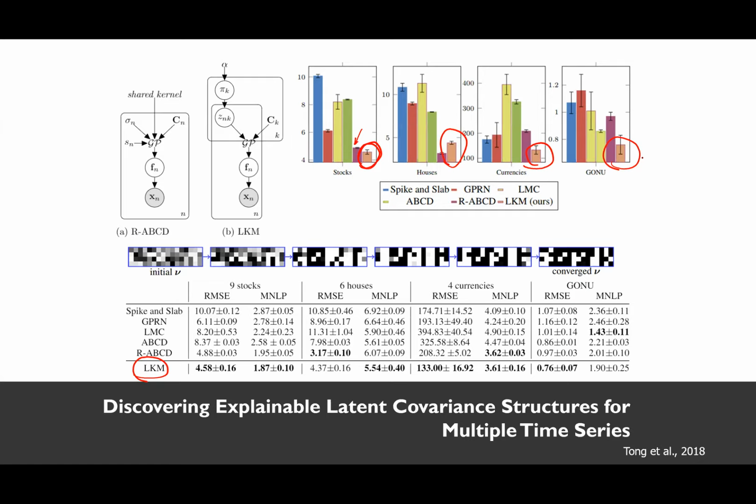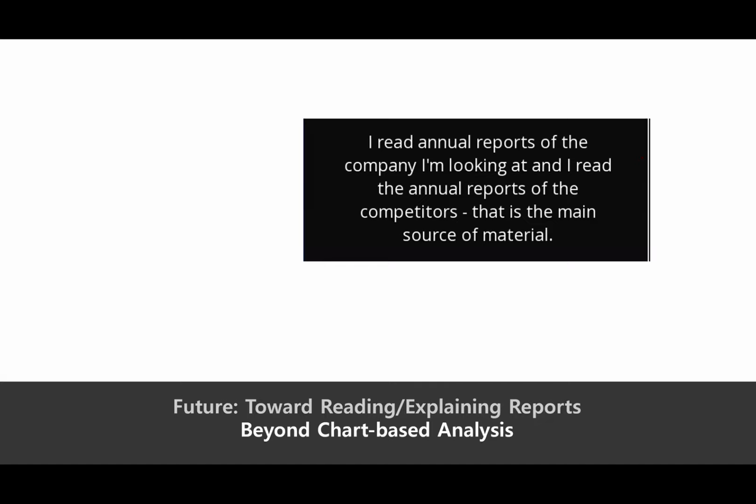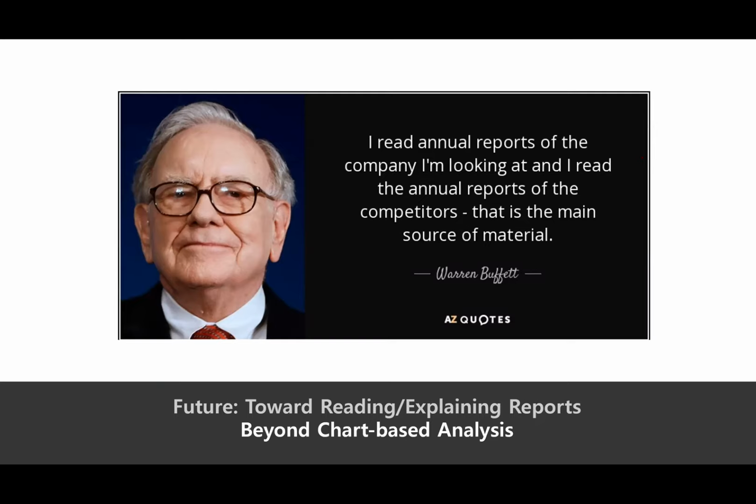This is the final couple of slides that I wish to share. This is what Warren Buffett said: I read the annual report of the company I'm working at, and I read the annual report of the competitor, which is the main source of material. That is what Warren Buffett used to make predictions.